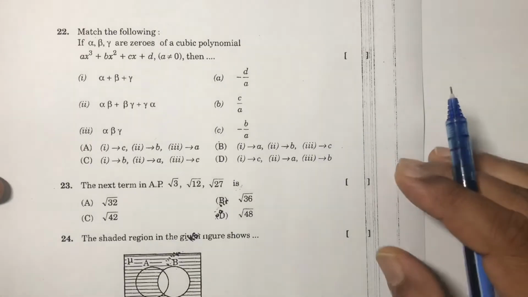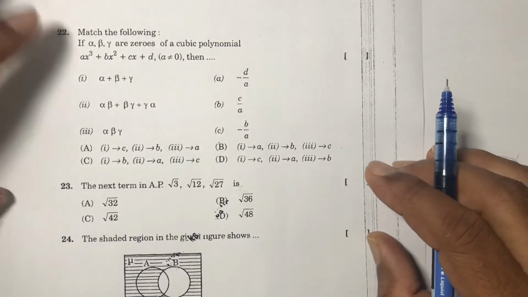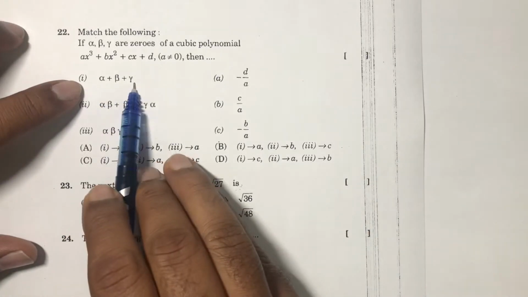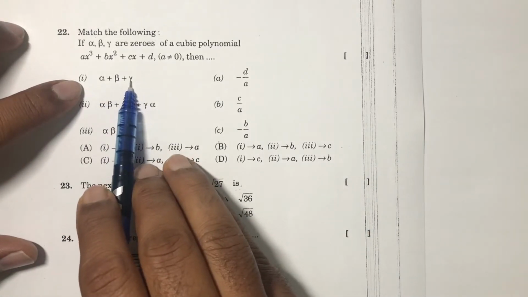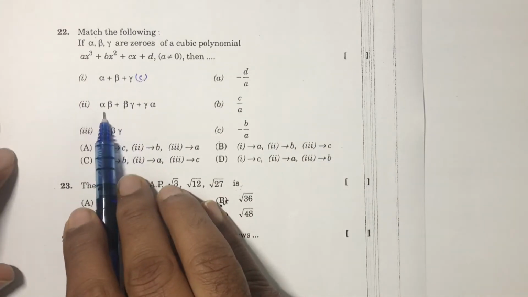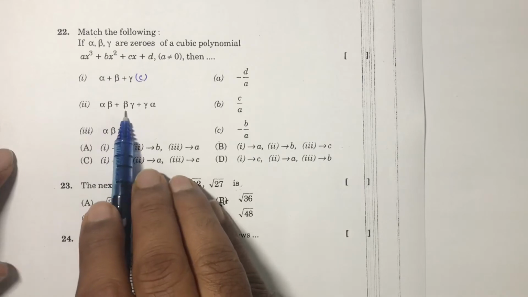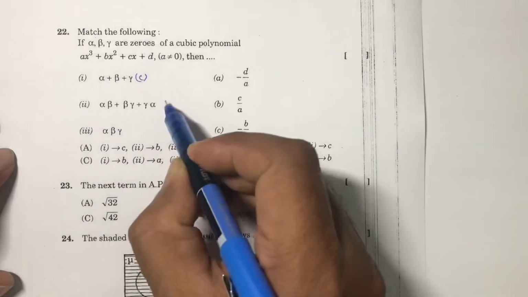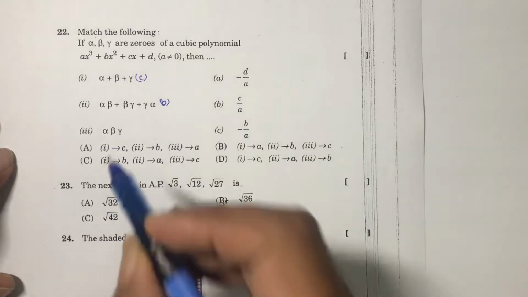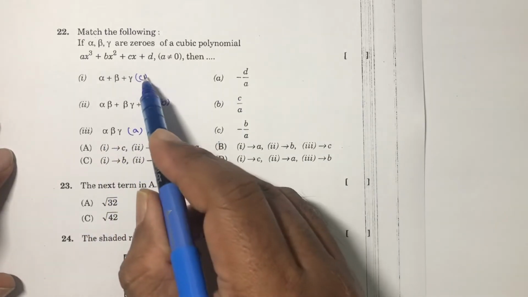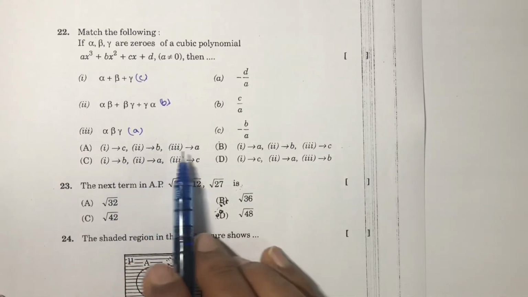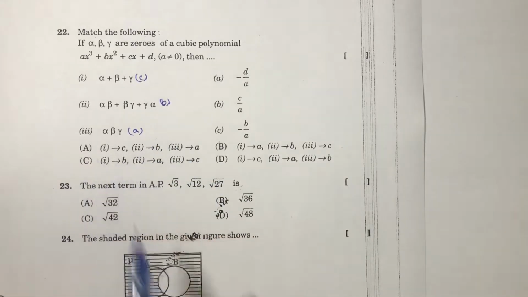22nd question. If alpha, beta, gamma are the zeros of a cubic polynomial, the formulas are: sum of the zeros is minus b by a, so for this the option is C. Sum of the products taken two zeros at a time is c by a, so for this it is B. And product of the zeros is minus d by a, so A. So C, B, A. Correct option is A.